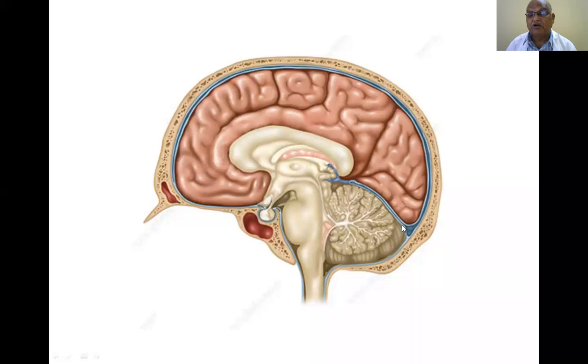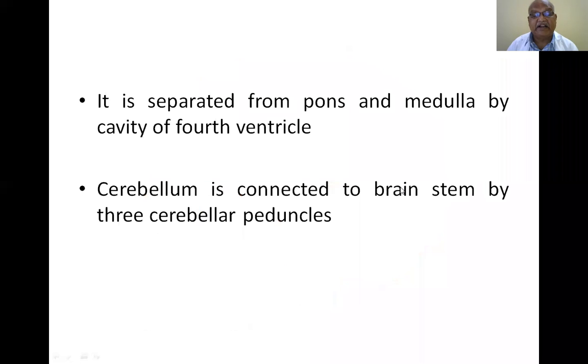This tentorium cerebelli is nothing but a dural fold extending in between the occipital lobe and the cerebellum, behind the occipital lobe and the cerebellum. So that is the tentorium cerebelli. Okay, I think that I have given you a clear-cut idea.